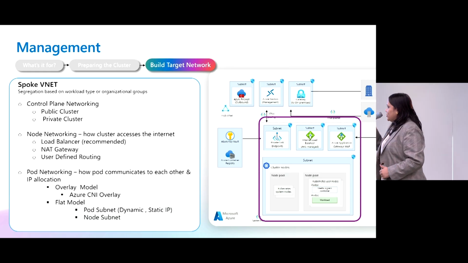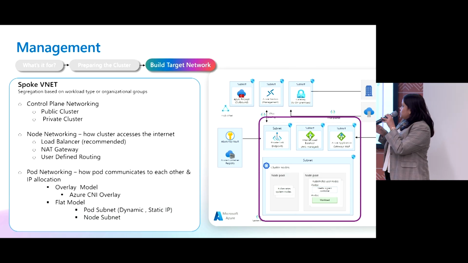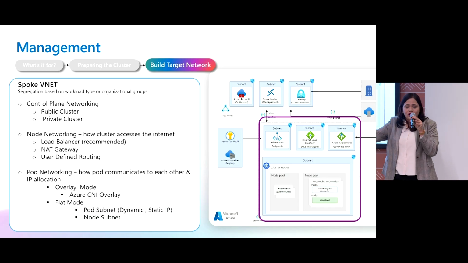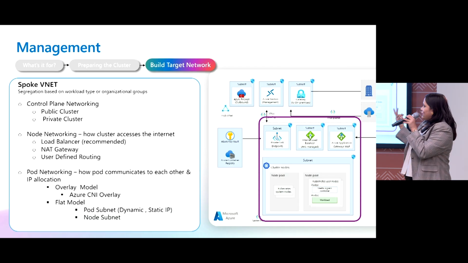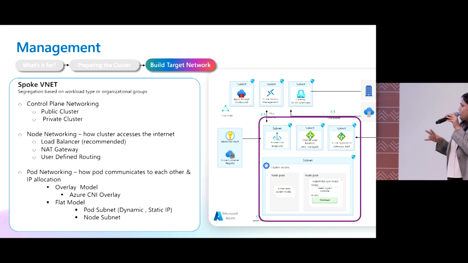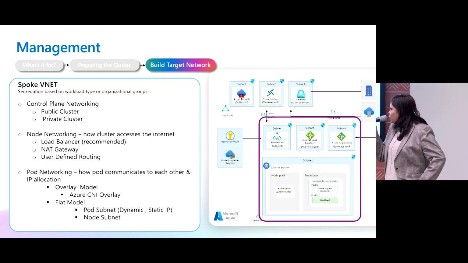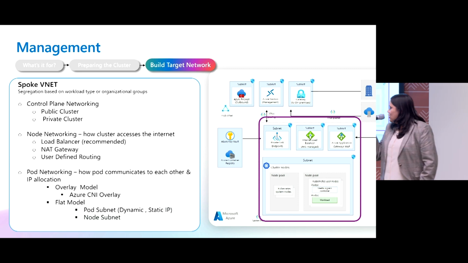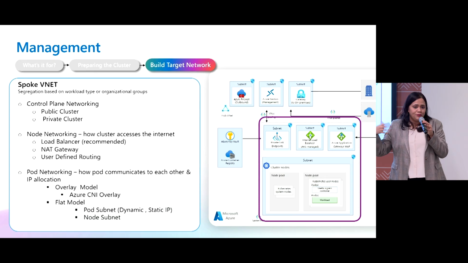Coming to pod networking, it is more like how pods communicate with each other, and whether they need direct pod IP access or a publicly accessible IP. There are two flavors to it: the overlay model and the flat model. The recommendation and the most popular one is the Azure CNI overlay model, where the customer, Ali, does not need to think about the IP allocation.